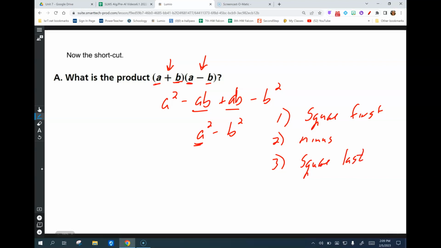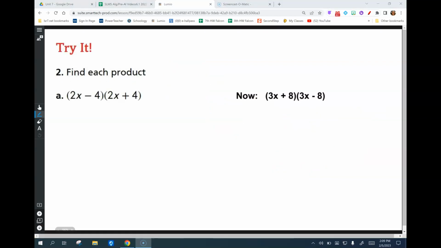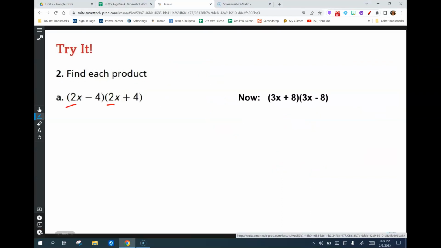So let's go back to those problems in your book again and use the shortcut. So the first thing is I notice that it's the same terms, and I have opposite signs. So I'm going to square the first term, 4x squared, minus square the last term. This truly is a shortcut. Go, do that second one.